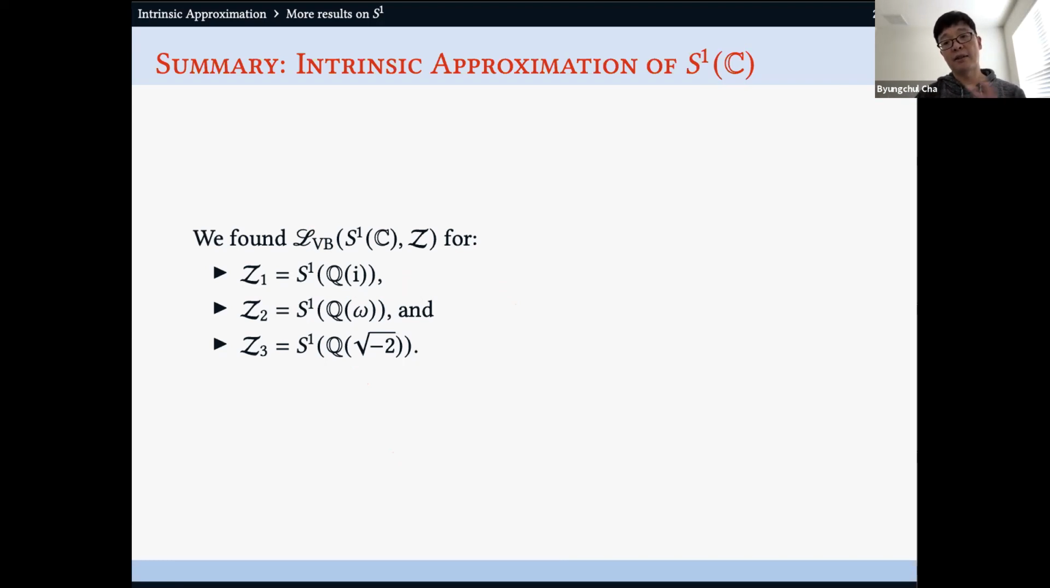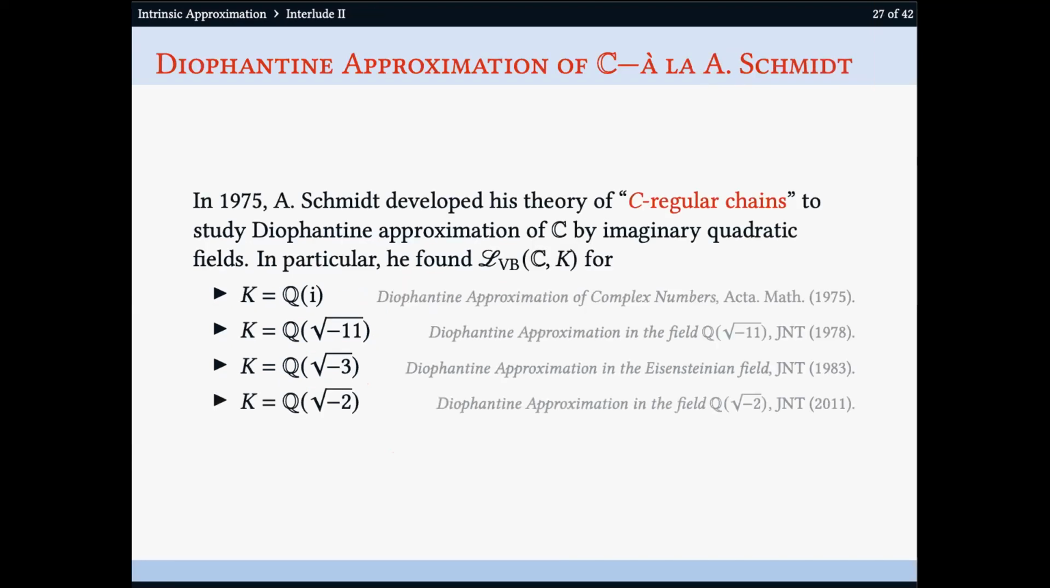All right, so that's our results on S1. Now I want to move to S2. So this is what we're still working on. We haven't released our preprint yet, so we're still working on this paper. Before we get into this, let me give you a very brief overview of the results of Asmus Schmidt coming from the 70s. He wrote this paper in Acta Mathematica in 1975.